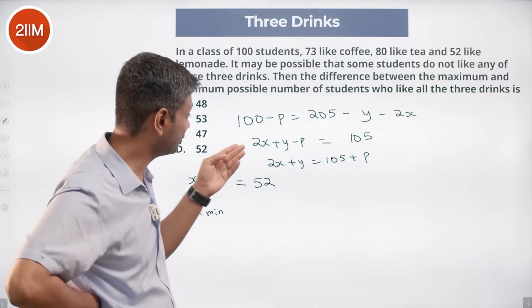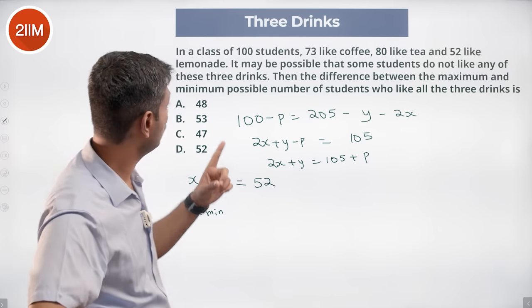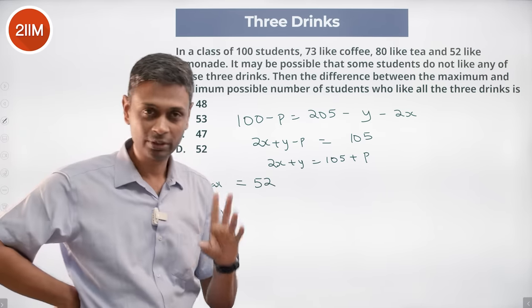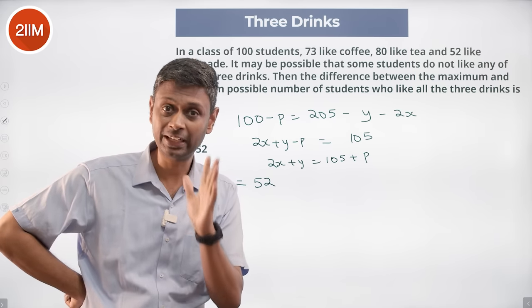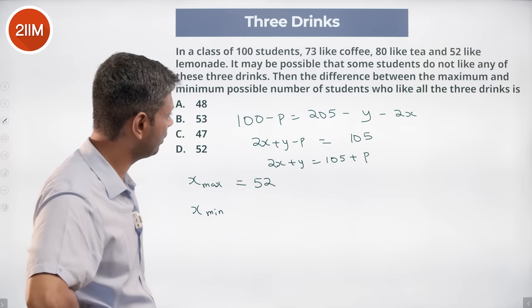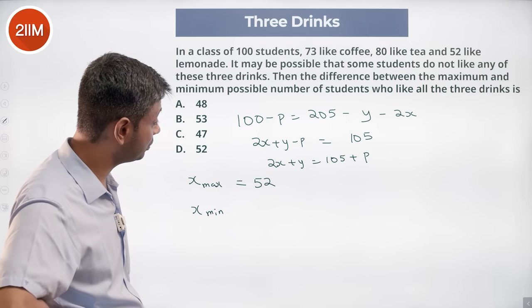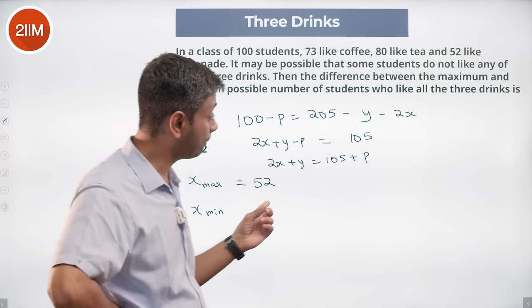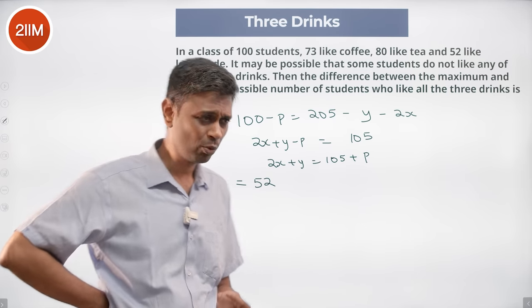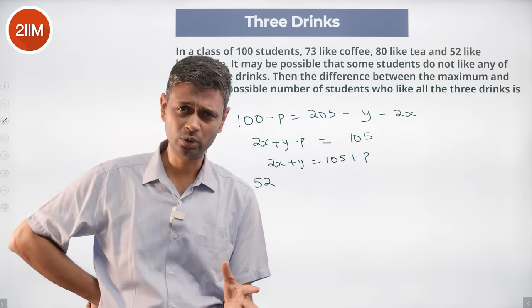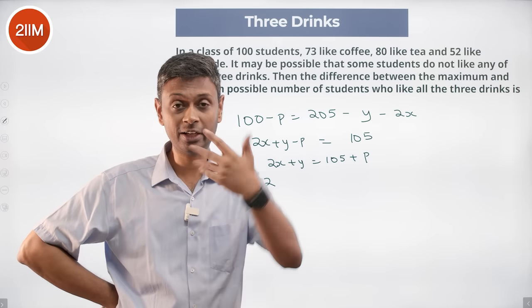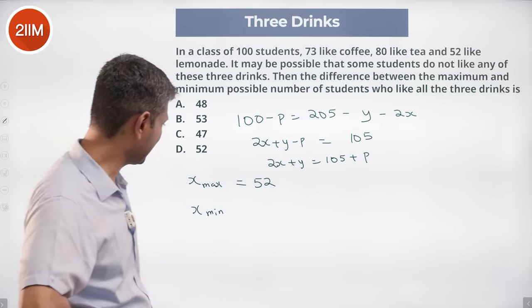I cannot put x as 53 because first of all, my lemonade number is only 52. If I put x as 53, y has to be negative. That's not possible. I cannot have y being negative. At the same time, if we put x as 53 and put p as 1, outside as 1, the moment I put x as 53, my lemonade constraint goes off. It cannot be more than 52. With 52, I'm able to work it through. Done. X maximum is 52.